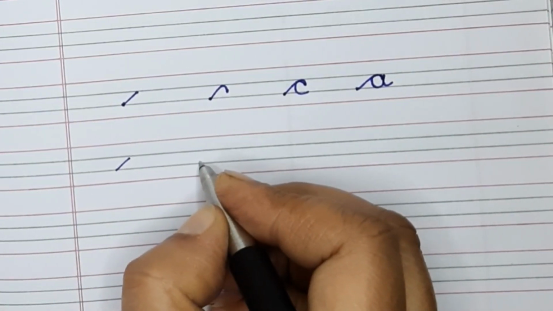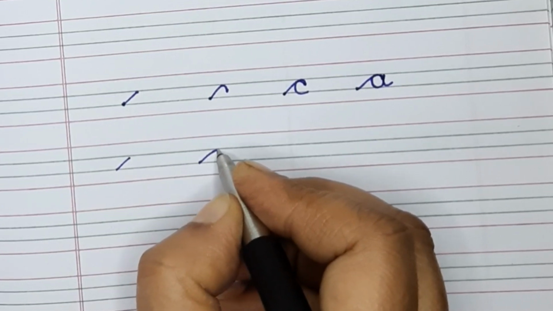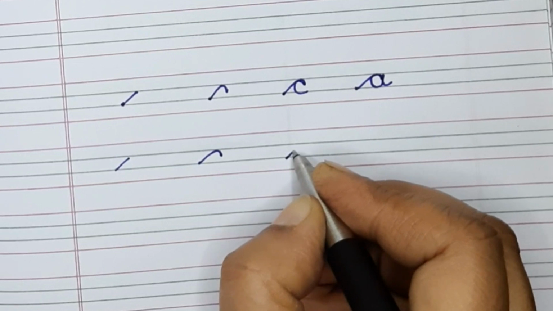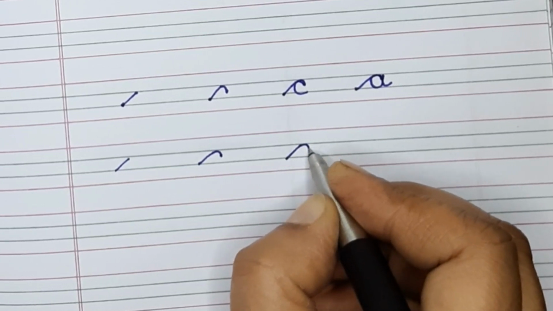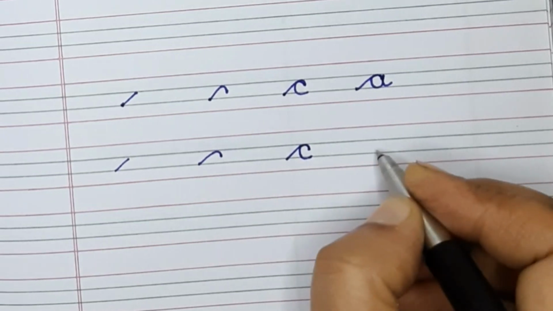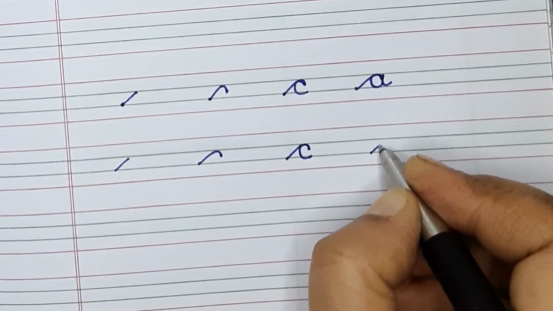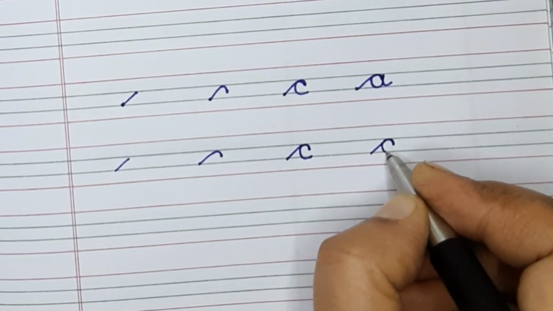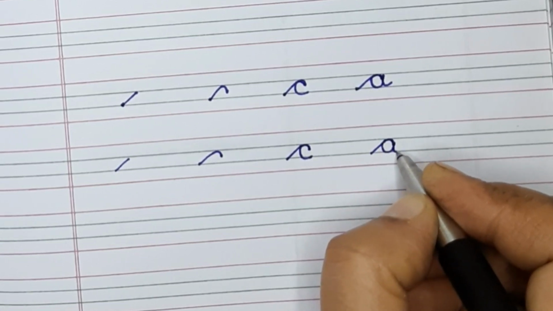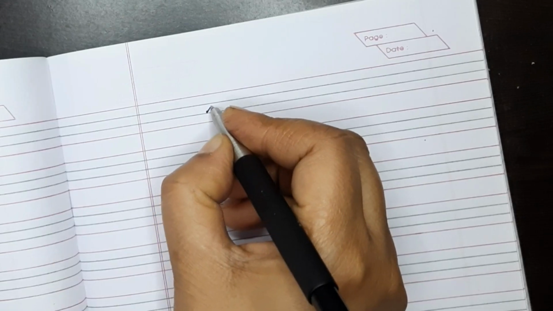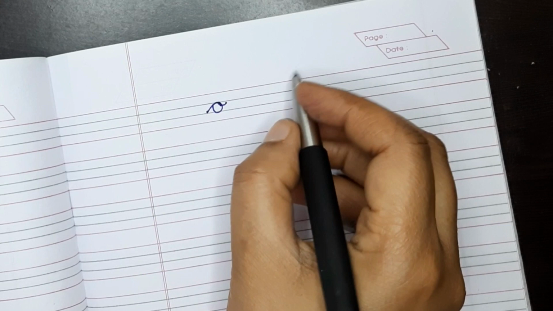Again, slant line up and take a turn. Slant line up, take a turn, come back till half and make a new line with curve. Turn and make a new line and go up and tail. This is A. O. O says O.